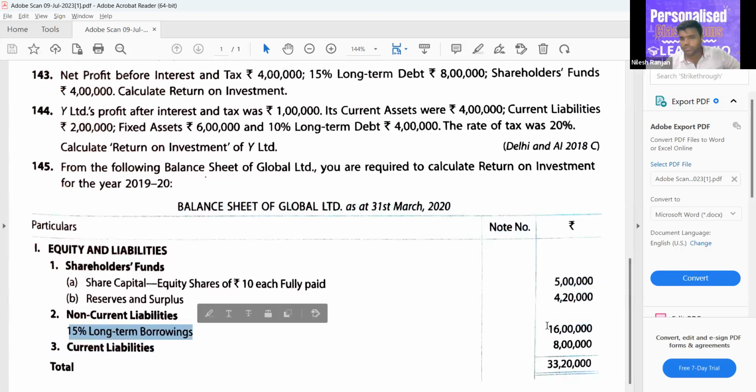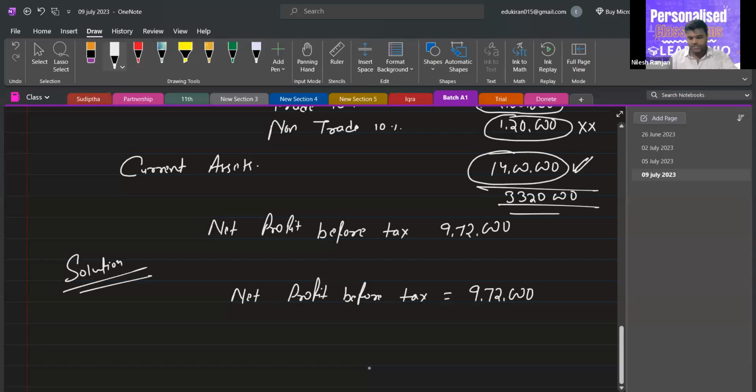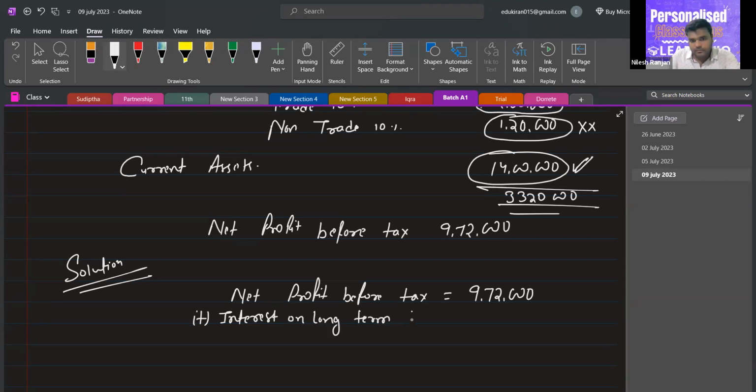So this amount. Yes, sir. Okay. So we will add it first. Yes, we need to calculate profit before interest and tax, but profit before tax is given. So we will add interest, 15%. It will be 2,40,000. So the total will be 12,12,000.